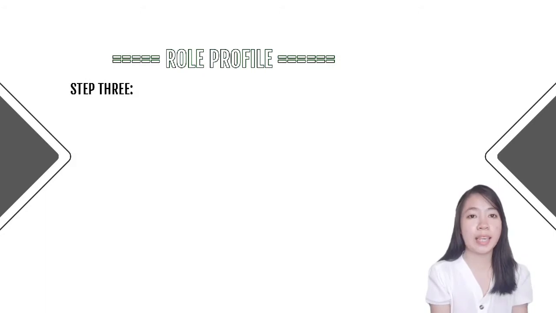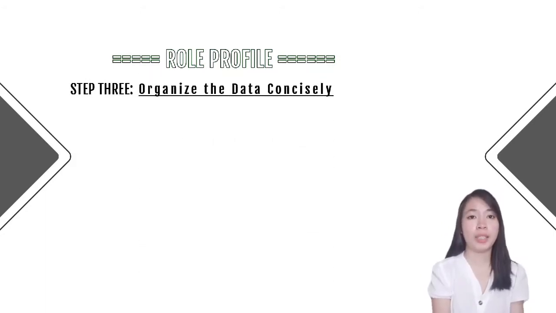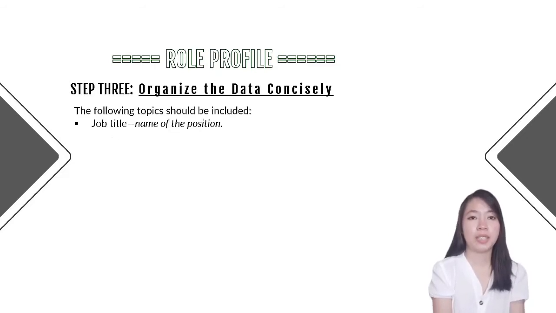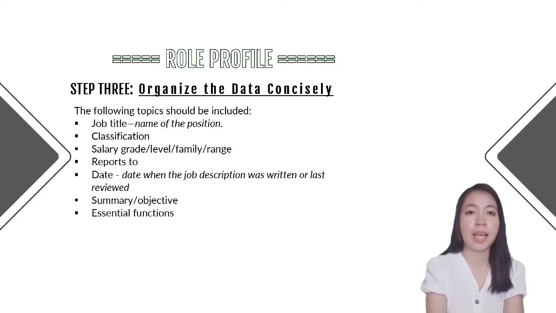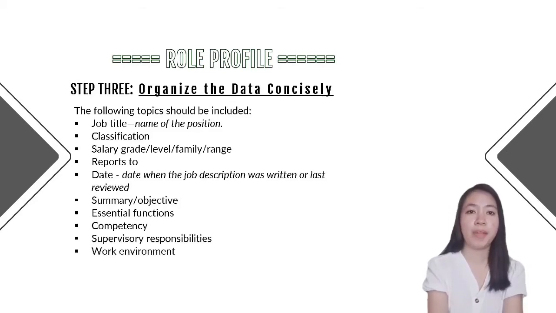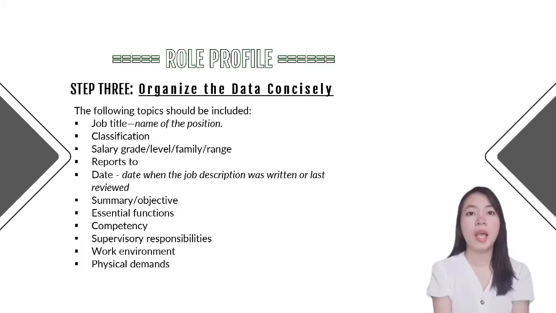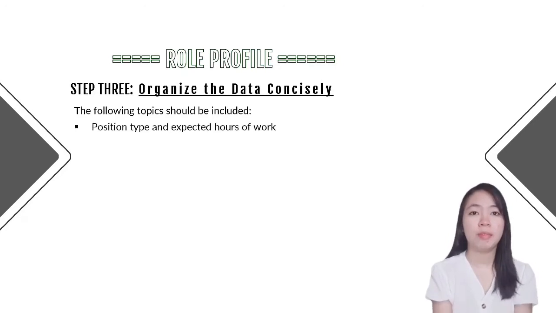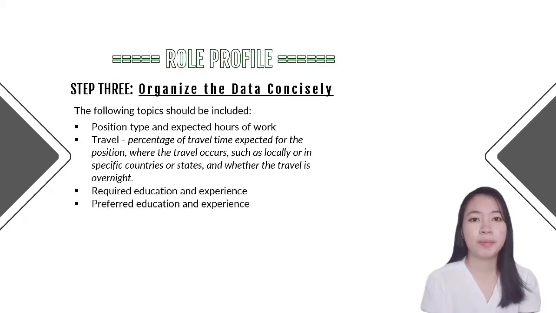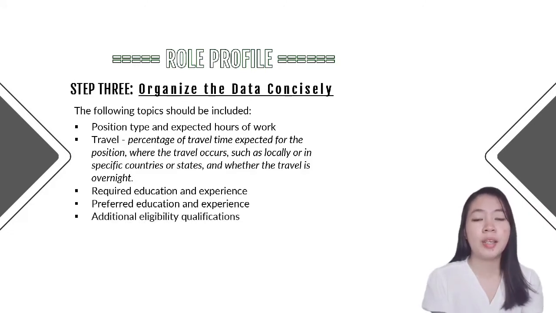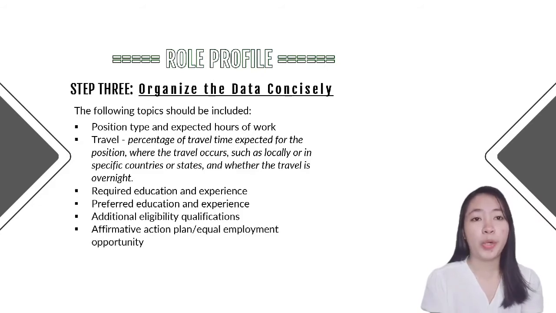Step 3. Organize the data concisely. The following topics should be included: job title, classification, salary grade, level, family and range, reports to, title of the position this job reports to, summary objective, essential functions, competency, supervisory responsibilities, work environment, physical demands, position type and expected hours of work, travel, required education and experience, preferred education and experience, additional eligibility qualifications, affirmative action plan, equal employment opportunity.